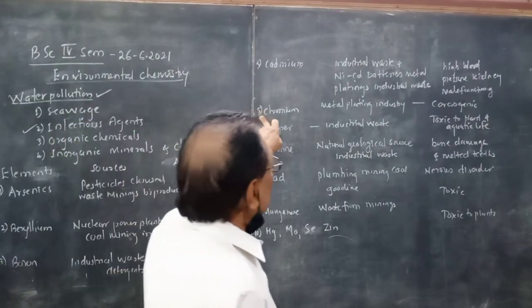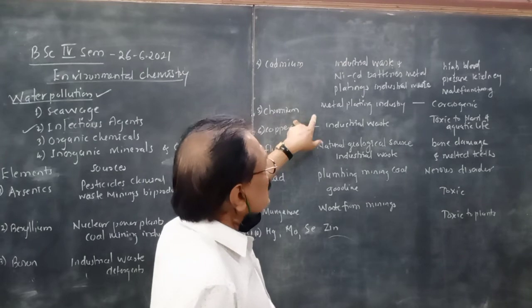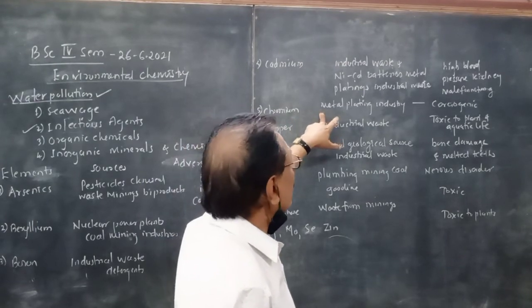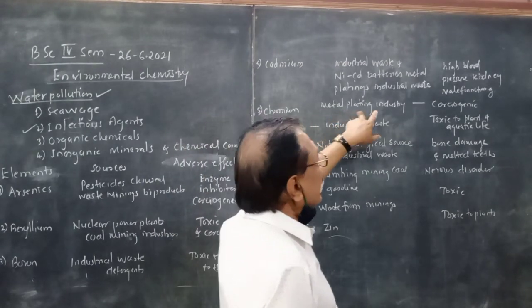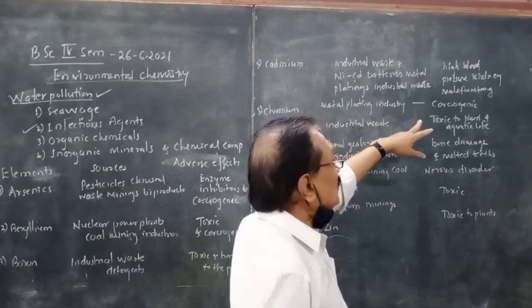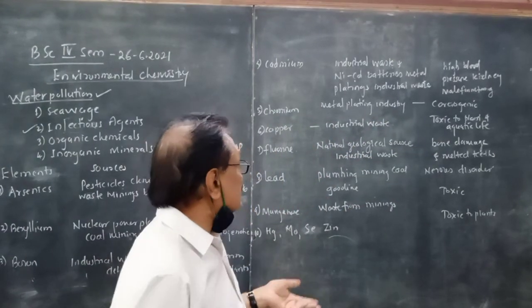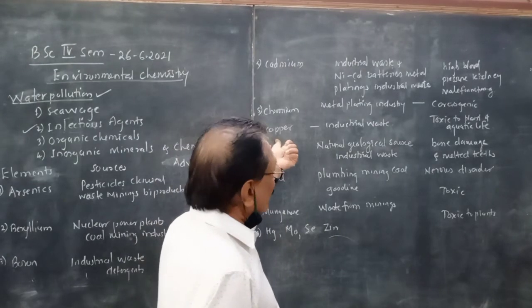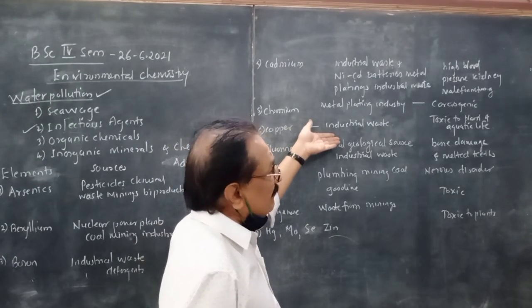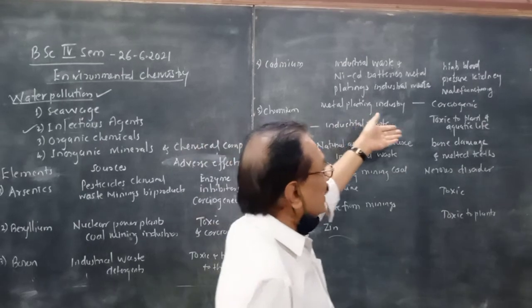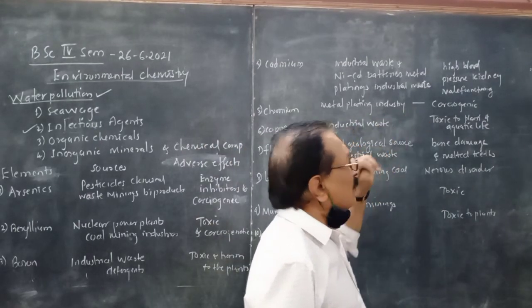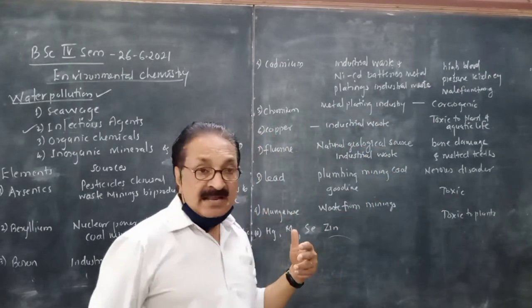Next one is chromium. Chromium also enters the water medium from metal plating industries, and this is also carcinogenic in nature, which leads to diseases like cancer. Next one is copper, and this is also an industrial waste, and that copper waste is toxic to the plants as well as the aquatic life.